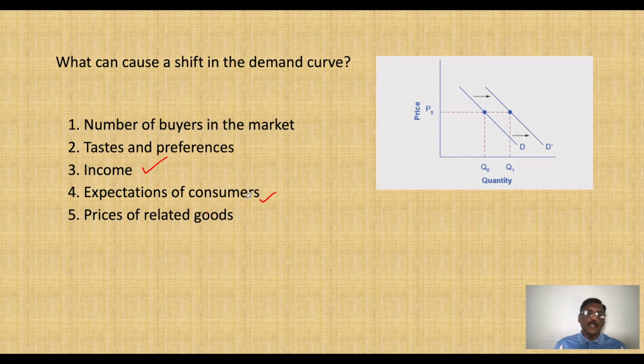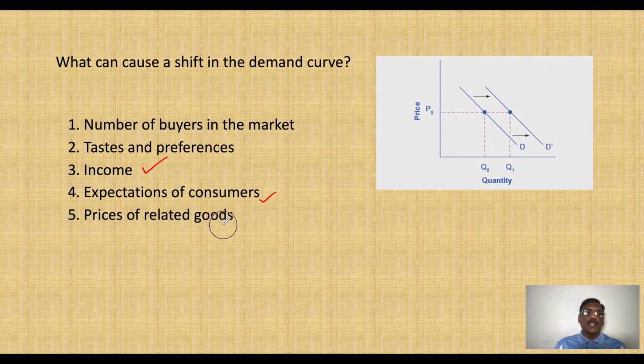So these expectations of consumers, it could be the real estate. If people expect prices of houses to go up in the future, they'll start purchasing now. If they expect prices of houses to come down in the future, they will spend or demand less now.